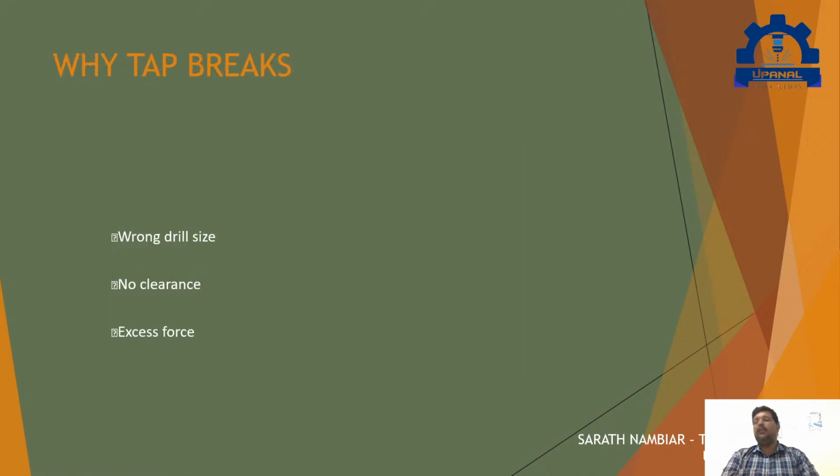Next, why do taps break? When you work in the tool room, you will break some taps. If you never broke a tap, that means you have not worked properly with taps. The main issues are: the tap will not be exactly at 90 degrees, the clearance will not be enough, and the hole size will be wrong. For example, I told you 4.8 is required, but we might have drilled only 4.5. In such cases we will break the taps easily. Breaking a tap and removing it is very difficult.